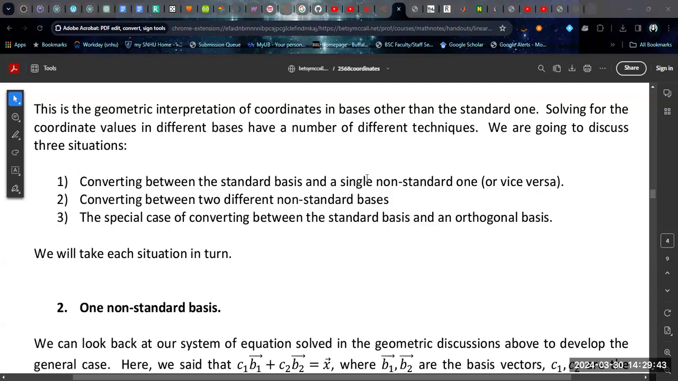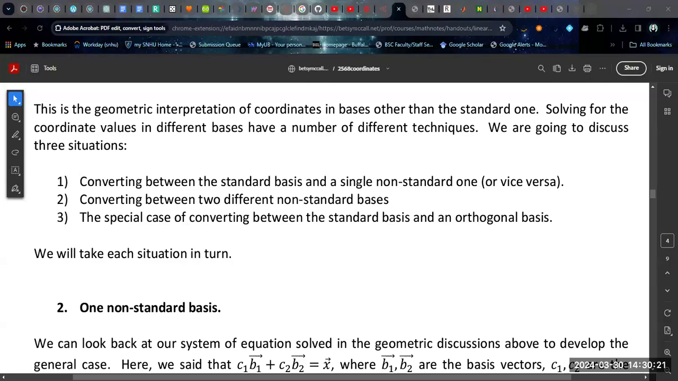So converting between the standard basis and the non-standard basis, or vice versa, we're going to look at converting from one non-standard basis to another non-standard basis or back. And then also the special case of converting between the standard basis and an orthogonal basis. So we mentioned earlier our first example, the vectors were actually orthogonal, and there is actually another strategy that we can use besides that vector equation in order to find those coefficients. It's a bit more efficient than the standard one.